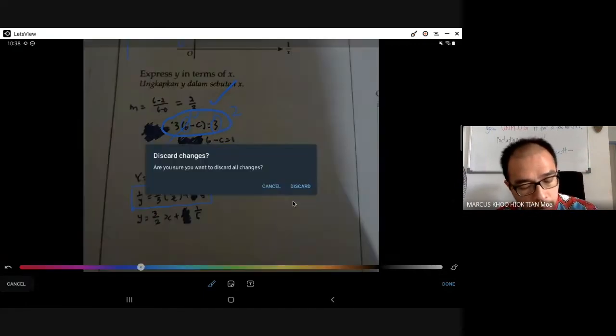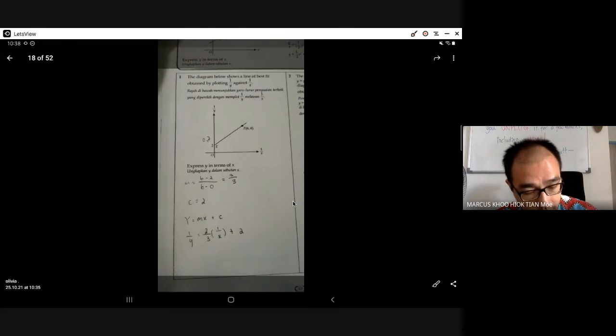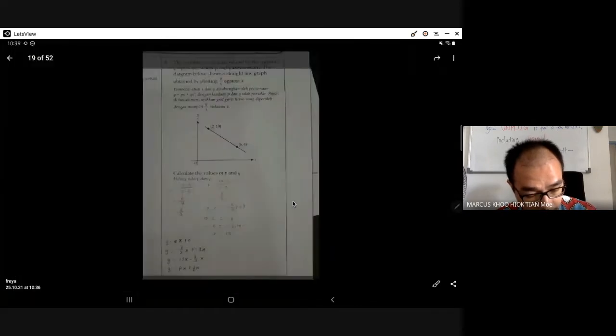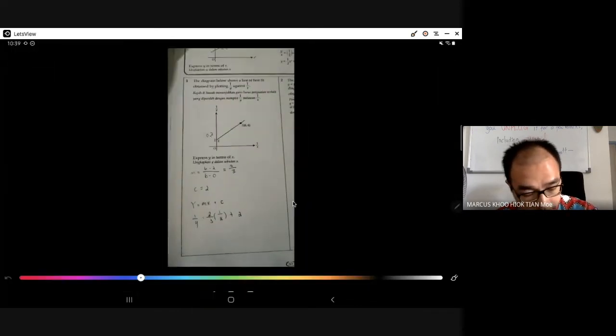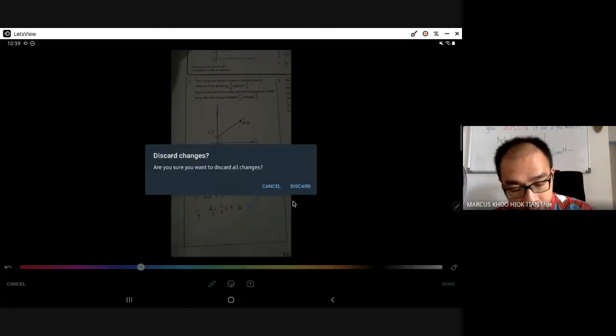So I'm going to go to somebody else's question. This is the same thing, Olivia. But hers is a little bit better. She did the gradient correctly, she got the c correct, and she substituted it correctly. So you're only missing one step, which is express y in terms of x. So how do I change 1 over y to become y? That is the question that we need to answer.